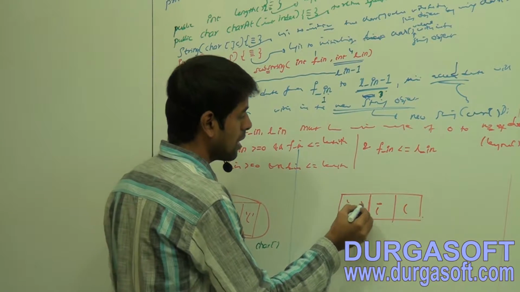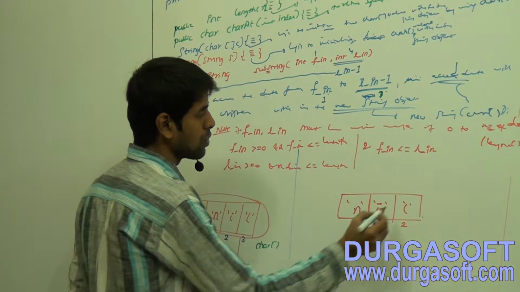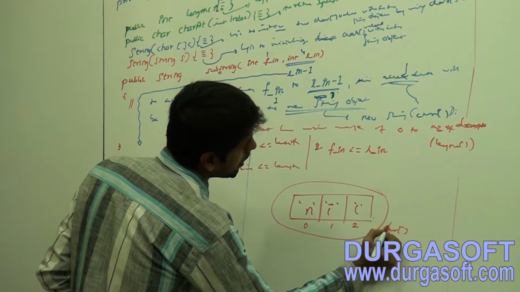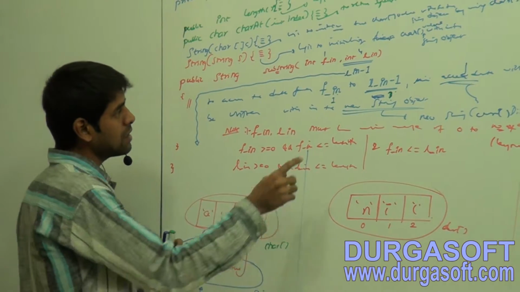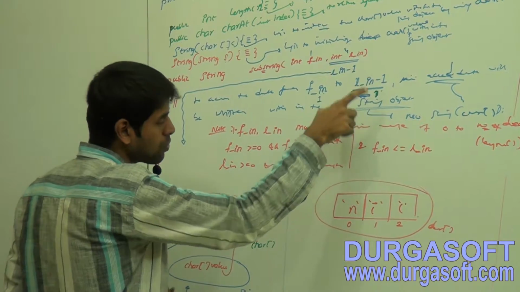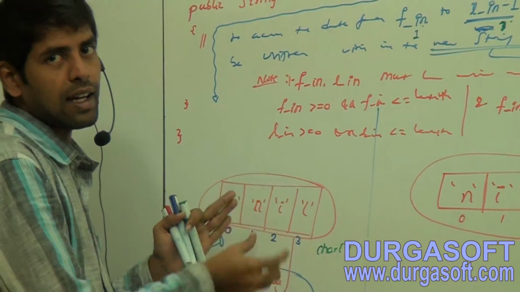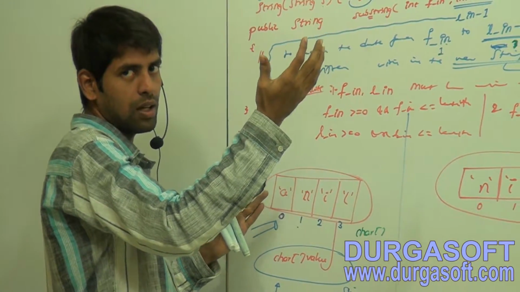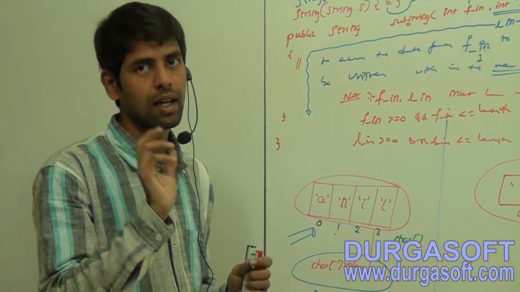Okay, let it be NIL. Index will be 0, 1, 2. Let it be a char array. Why only a char array? Simple thing. I want to access data from the first index to the L minus 1 value index. A single character I can access. I cannot access from here to there. I can access data single character by character.